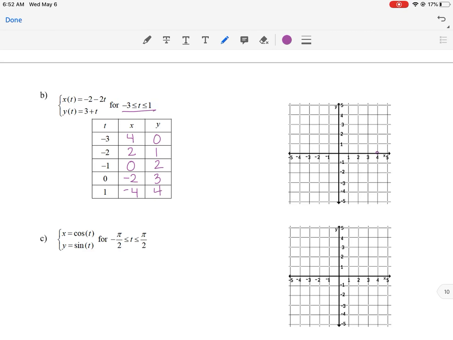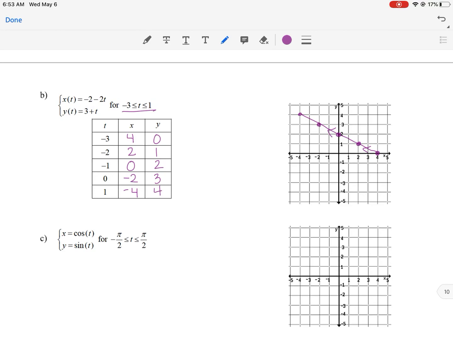We got 4, 0. We got 2, 1. We got 0, 2. We got negative 2, 3. And I've got negative 4, negative 4. So you'll notice this is actually making a straight line. So this is a linear equation, or part of one. It is starting from the right and going to the left, so my arrows are going to go this way.